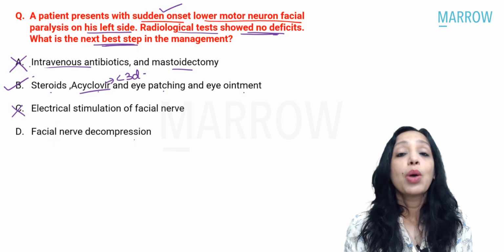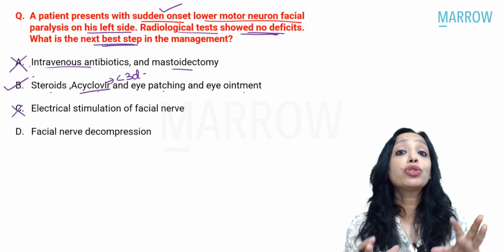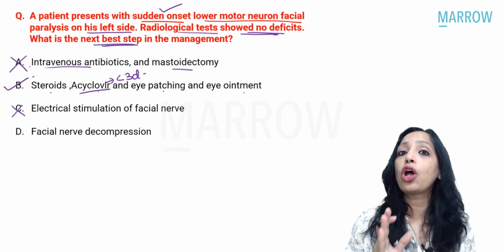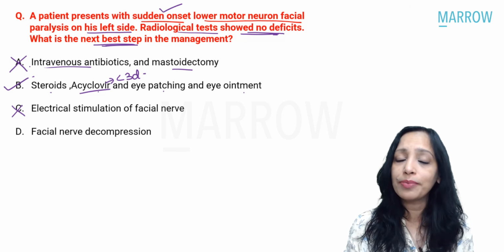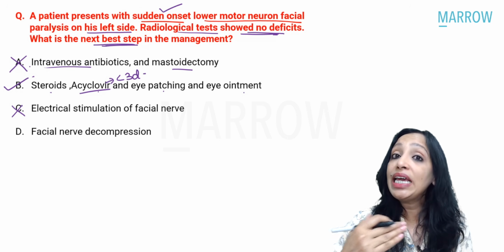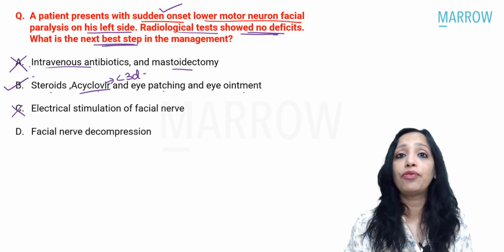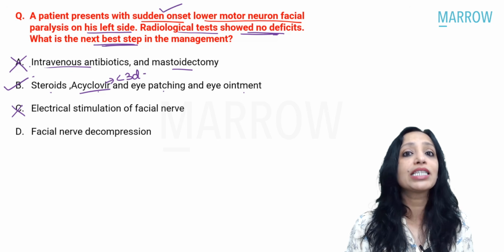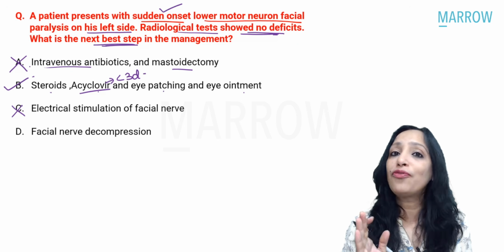In which cases? When the Bell's palsy patient is on steroids and not recovering at all, and also the electrophysiological tests, the electroneuronography, are showing that there is progressive degeneration, there is poor recovery, there is no recovery at all. The patient is not benefiting. In these cases, we go for facial nerve decompression.